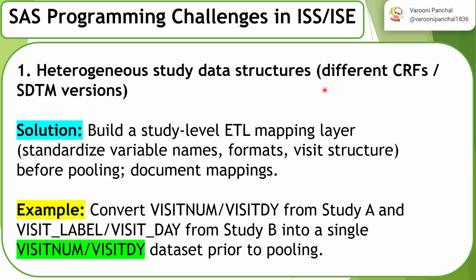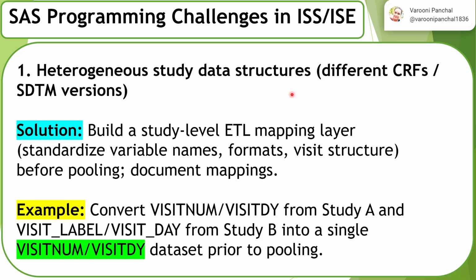So in such situations, where the different CRFs are designed in separate structures and the SDTM versions are also different, how do you handle such different database structures, and combine them all into one specific structure, either horizontally or vertically, right?